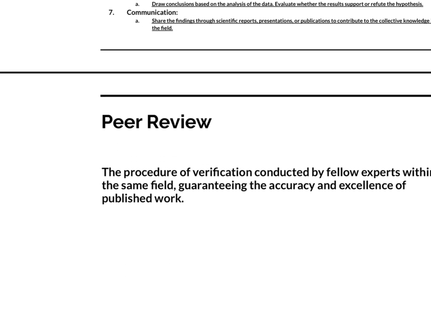What is peer review? The process of verification conducted by fellow experts within the same field, guaranteeing the accuracy and excellence of published work.